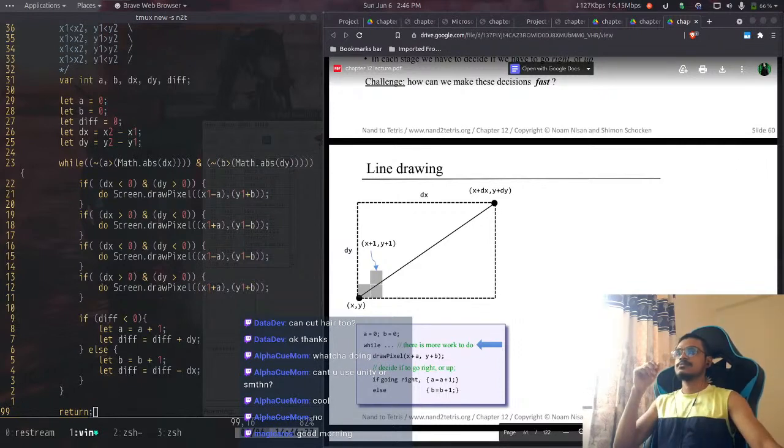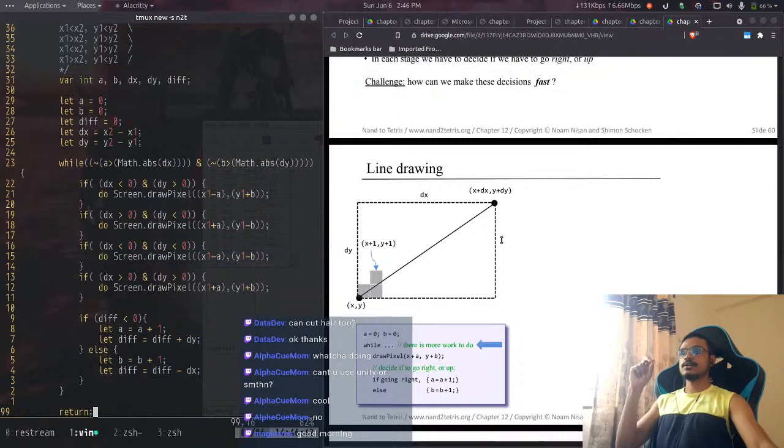Let's just try to figure out this condition first. So we need to keep drawing the pixel until we have drawn the last pixel. So how do we know that? Right now we are keeping track of four variables: a, b, dx, dy.